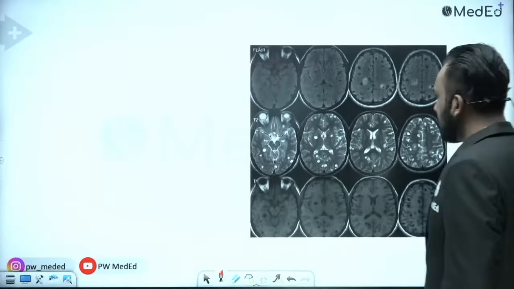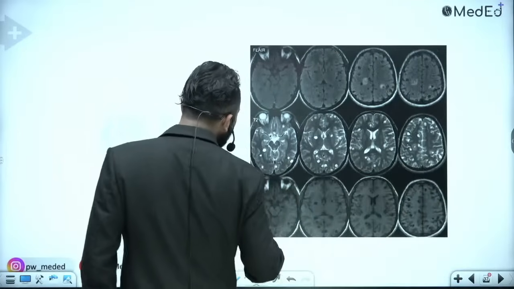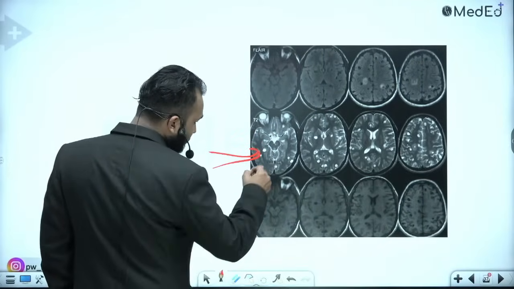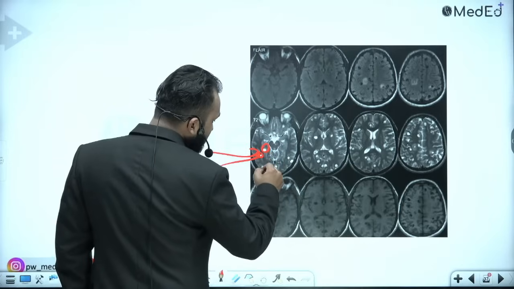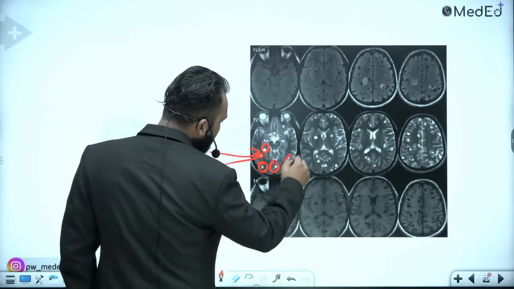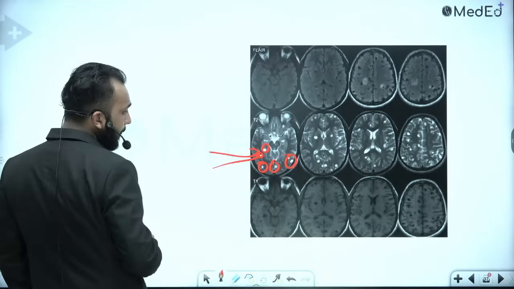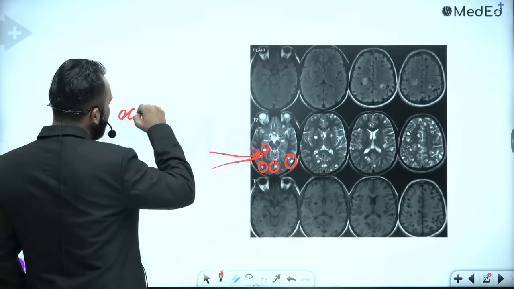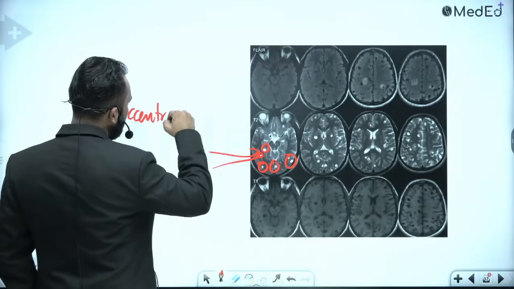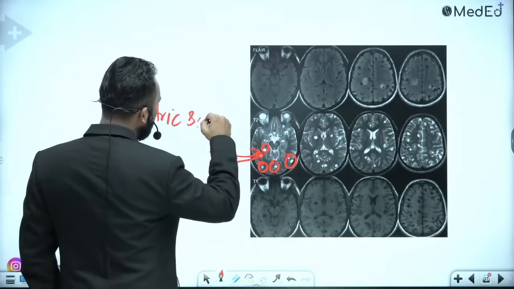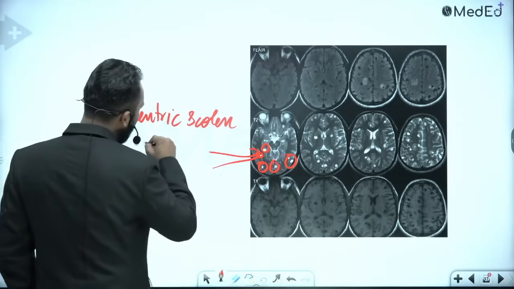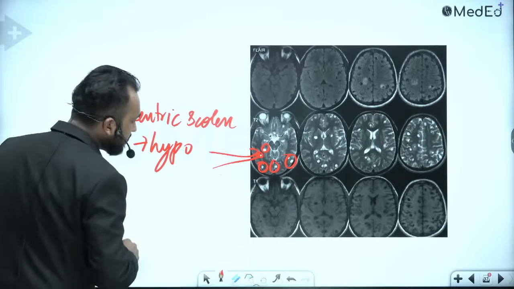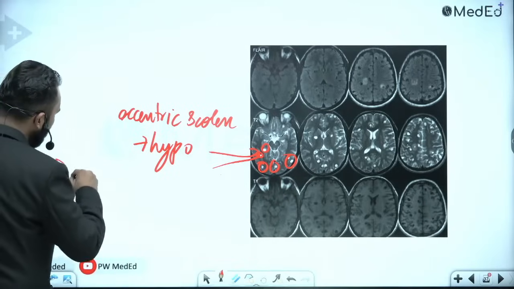And if you look at the images, how does neurocysticercosis look? You will see multiple cystic lesions on T2 weighted images, and within those cystic lesions there will be an eccentric scolex, which will appear hypointense. This is known as the dot within a cyst sign.